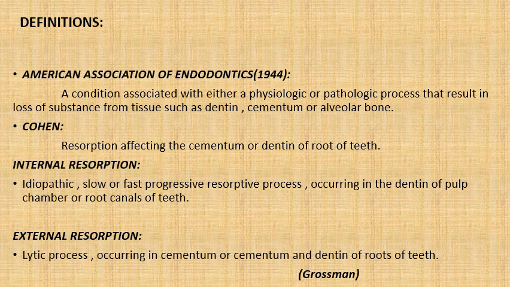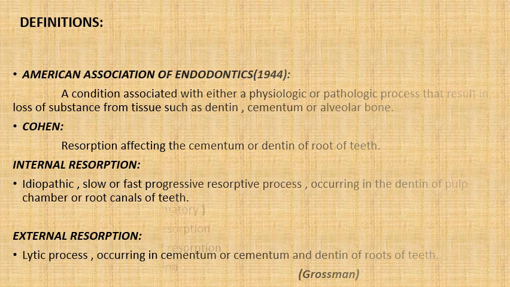Apart from that, in resorption, we have two types: internal resorption and external resorption. As the name suggests, internal resorption means resorption happening in the internal part of the tooth, especially within the pulp. It's a slow type of resorption occurring in the dentin of the pulp chamber or the root canals of the teeth. Whereas external resorption happens on the external surface of the root, especially on the cementum or the dentin of the roots of teeth. This is how we have to remember the definition.